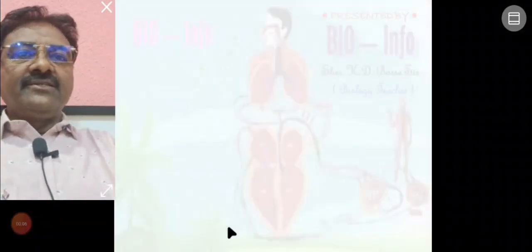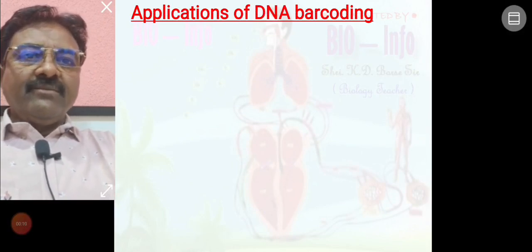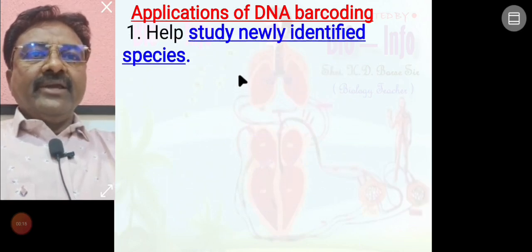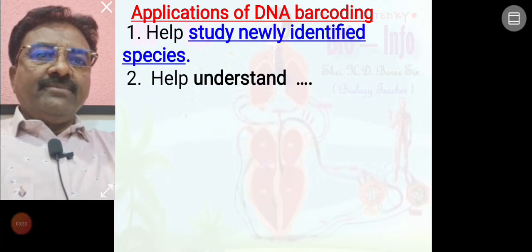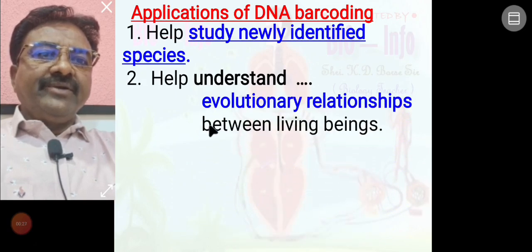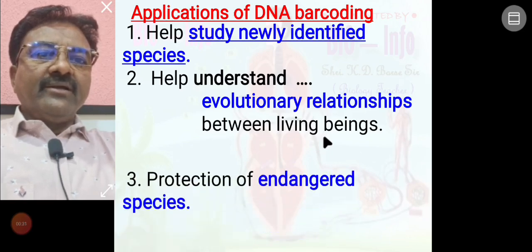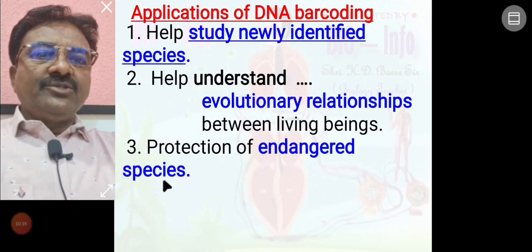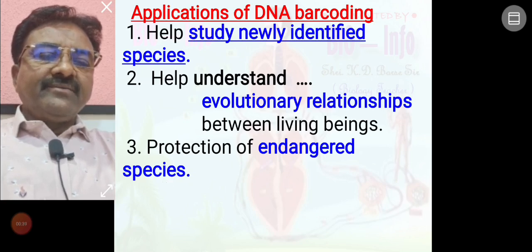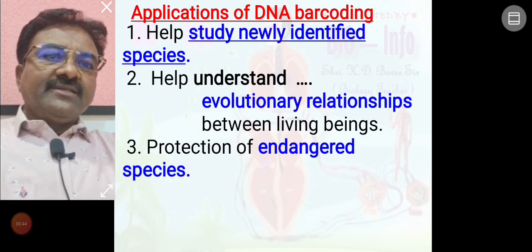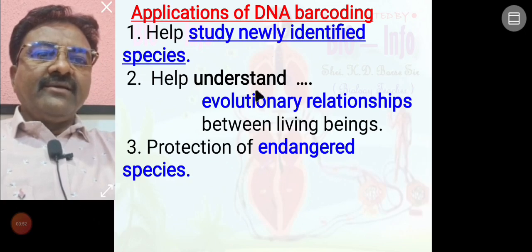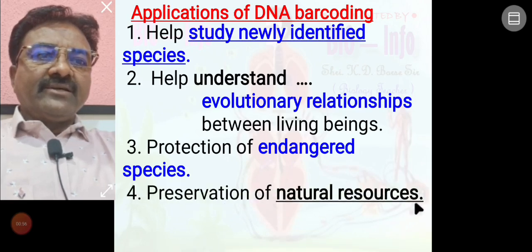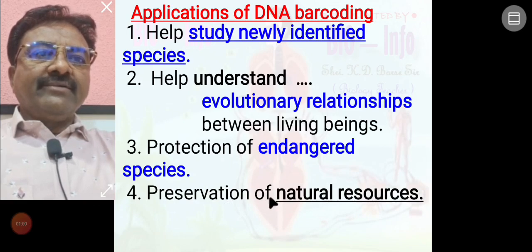What are the different applications of DNA barcoding? Number one, DNA barcoding helps study newly identified species. Also it helps understand the evolutionary relationship between living beings. DNA barcoding also protects endangered species, means those species that may become extinct in future are called endangered species. Such endangered species are also protected by identification of their DNA barcoding. Next, number 4, preservation of natural resources with the help of DNA sequence. It is also one of the applications of DNA barcoding.